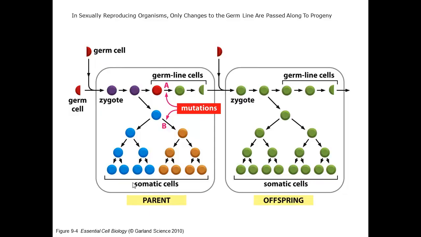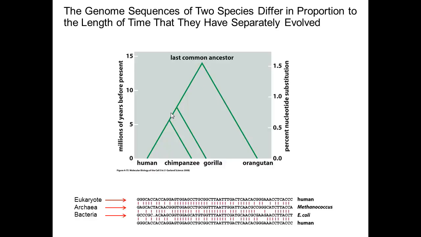As to the heritability of genetic variation, this slide makes the point that only mutations that occur in the germline cells get passed on to your offspring and are relevant for evolution. Mutations might occur in your somatic cells, which will affect you and can have quite negative consequences, but those would only affect your offspring indirectly.